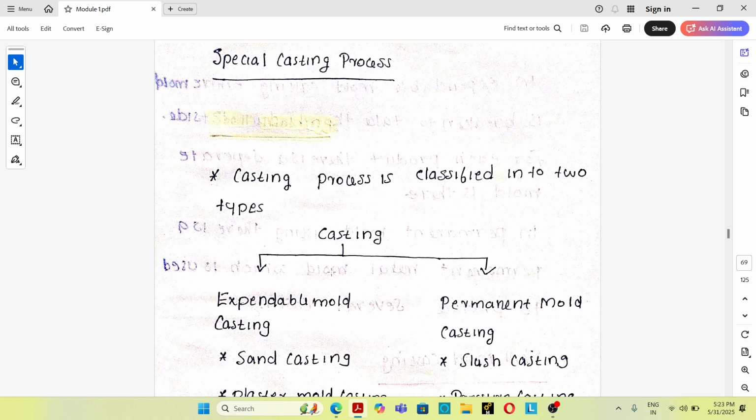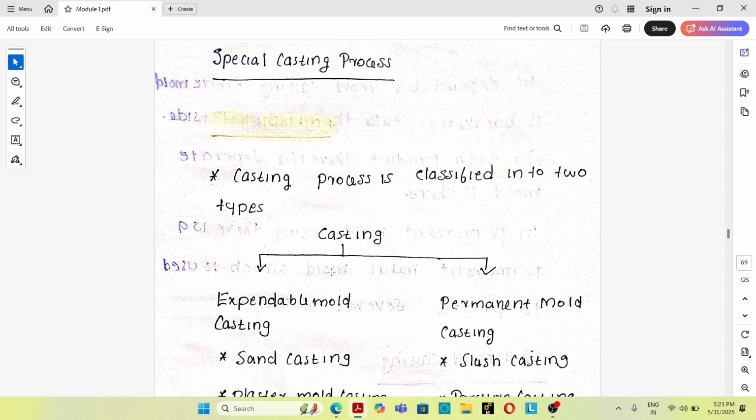In this video, I am going to discuss the shell mold casting process. Before that, there are two types of casting process: basically, the expendable mold casting process and the permanent mold casting process. So what is the difference between an expendable mold casting process and a permanent mold casting process?